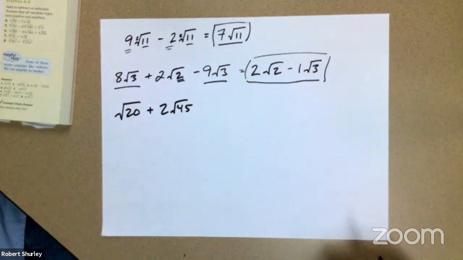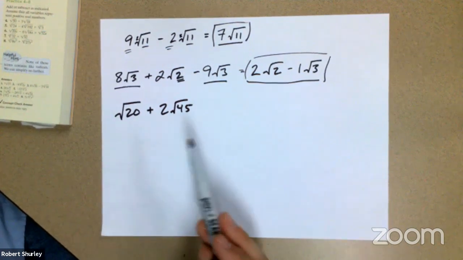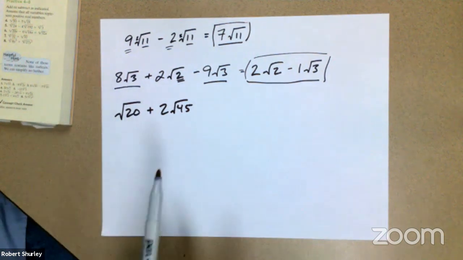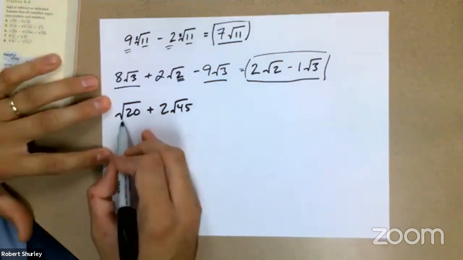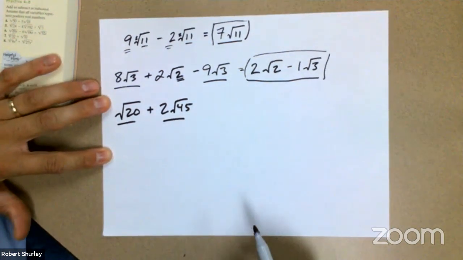And I know what you're thinking. You're thinking, wait, Mr. Shirley, those can't add together because they've got different radicands, right? And they can't the way they're written, but you have to simplify them completely and then see if they add, okay? So I'm going to simplify both of these completely like we did 2 days ago in 7.3.